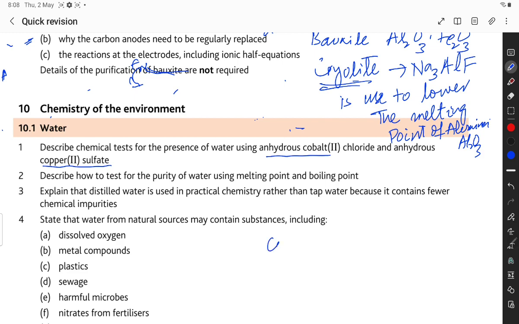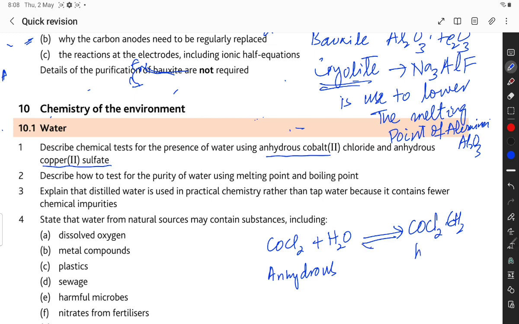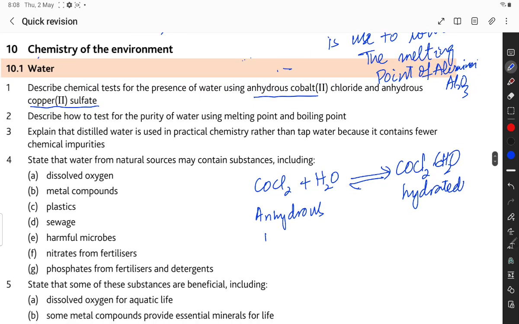Cobalt(II) chloride, CoCl2, with the addition of water. This is the anhydrous salt. When we add water, it forms the hydrated salt, CoCl2.6H2O, and this is a reversible reaction. The anhydrous salt is blue, and it changes into pink.